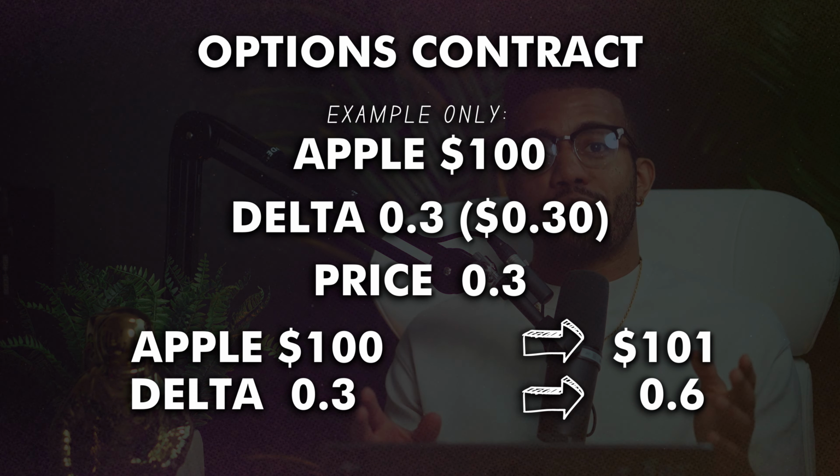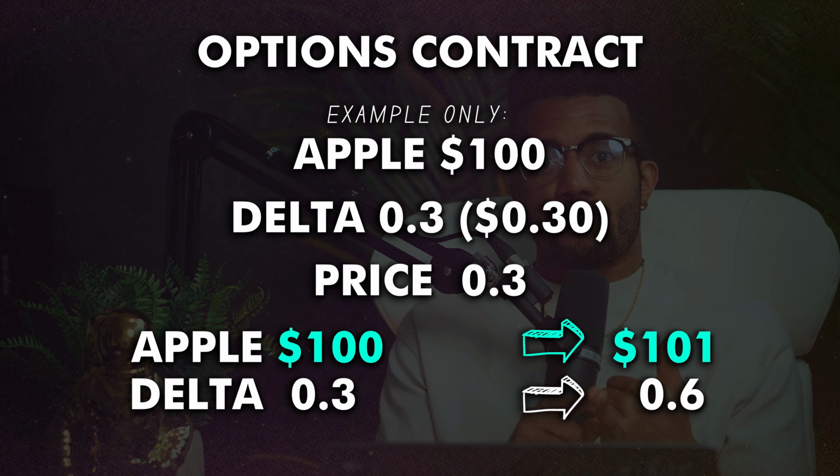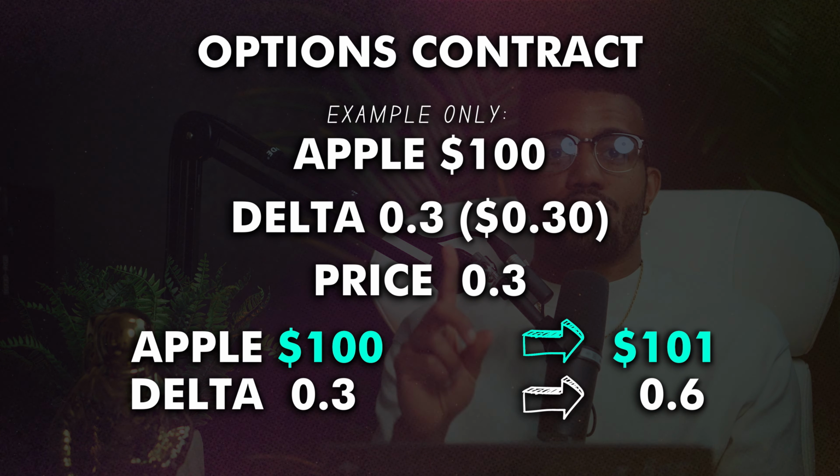Okay. That's a lot of different numbers, so let's review that. You have an option contract that costs 0.3, 30 cents. It has a delta of 0.3. Apple moves from 100 to 101, so it moved $1. The contract appreciates by its delta, which is 0.3. Cool. So what's gamma for? Gamma is the rate of change of delta. Delta was 0.3, but by the end of that move, delta might be at 0.4.